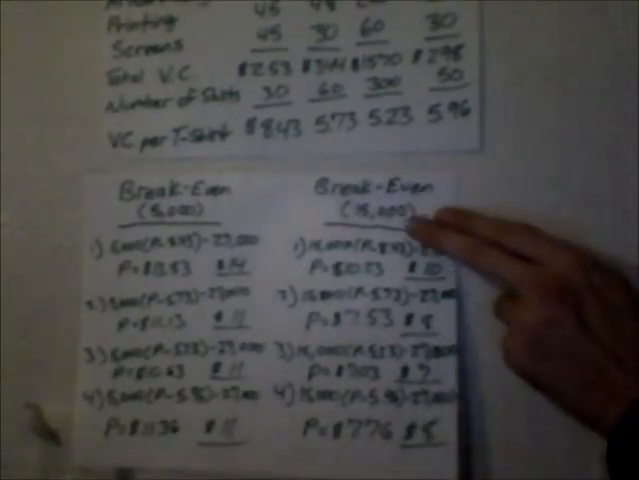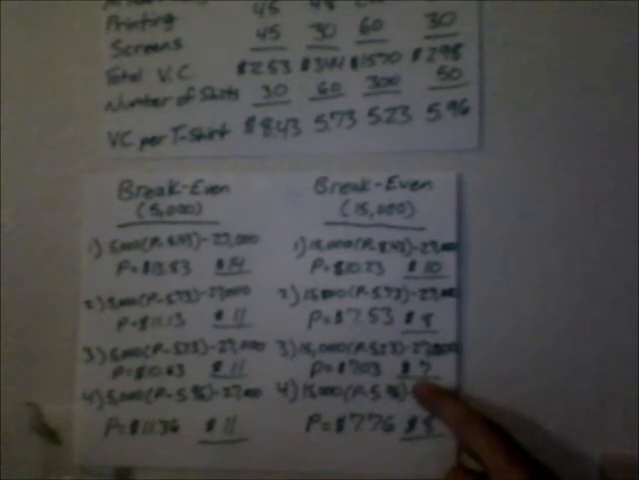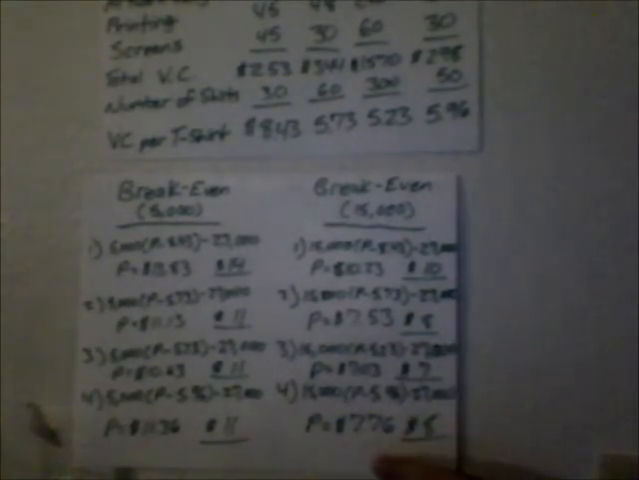In the break-even analysis for 15,000 units, or the bid price for 15,000 units, in the first order scenario, I got a price of $10.23, which I rounded to $10. In the second scenario, I got a price of $7.53, which I rounded to $8. In the third scenario, I got a price of $7.03, which I just rounded to $7. And in the fourth order, I got a price of $7.76, which I just rounded to $8.